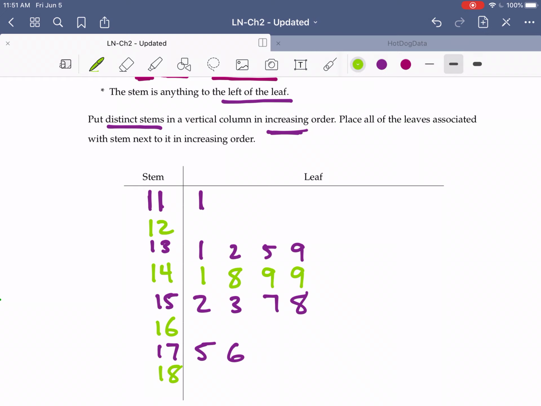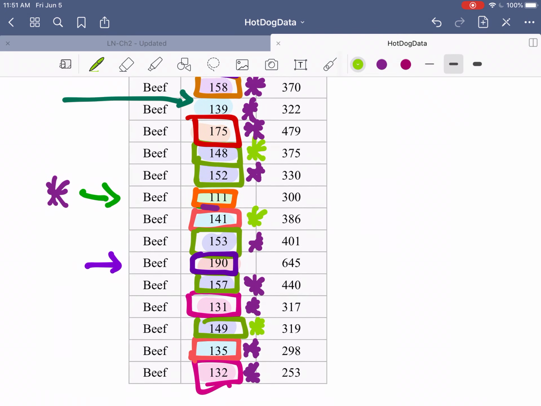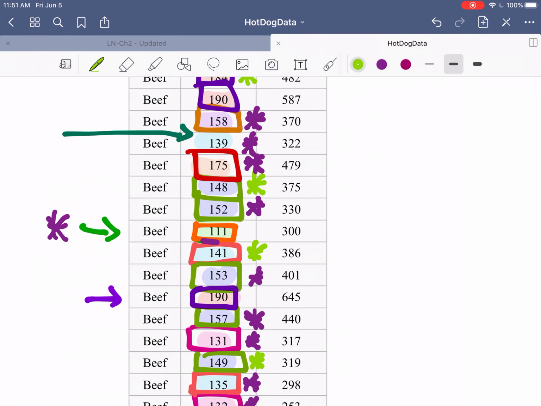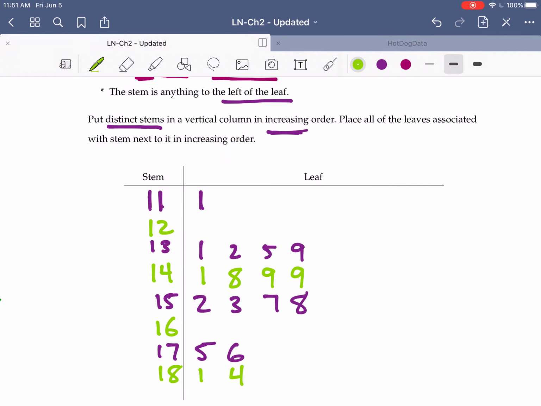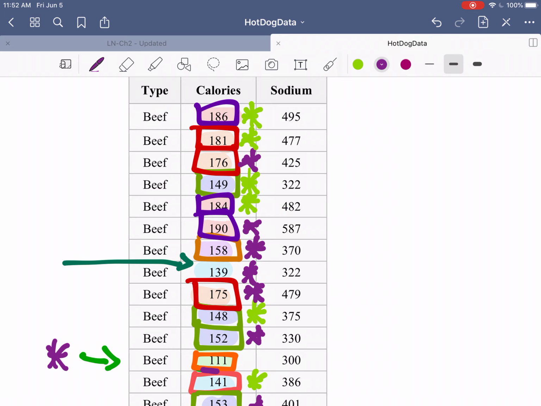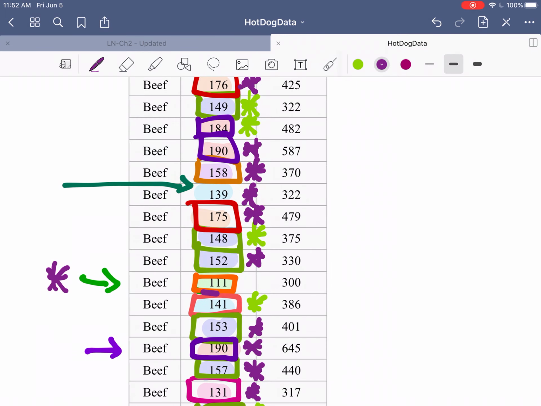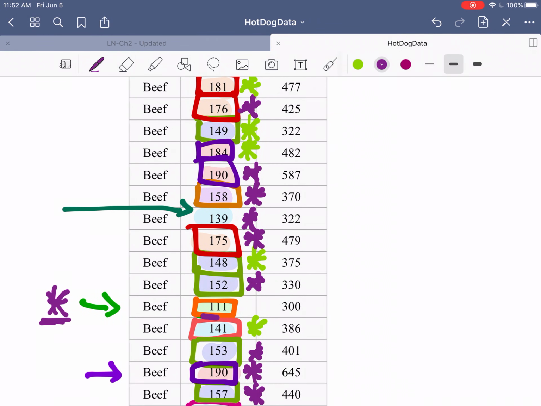In the 180s, we have 181, 184, 186, so 1, 4, and 6. That looks right. And then finally, in the 190s, we had 190 showing up twice. So 190, 190. The only value we see that we didn't star was that 111. That was the first value. I just put the star over here to the left. So we did write that.